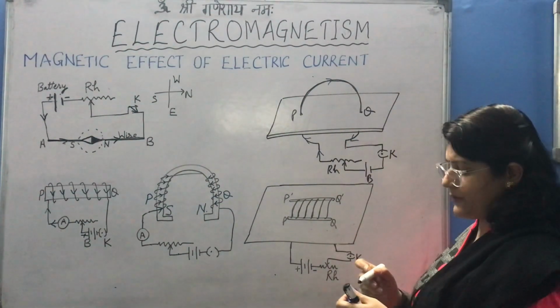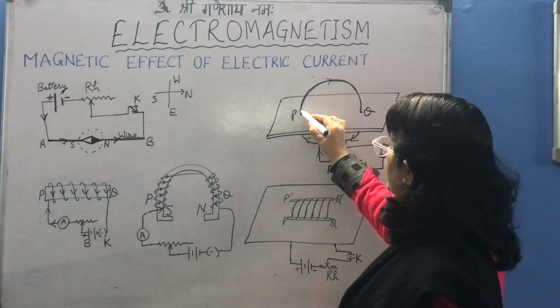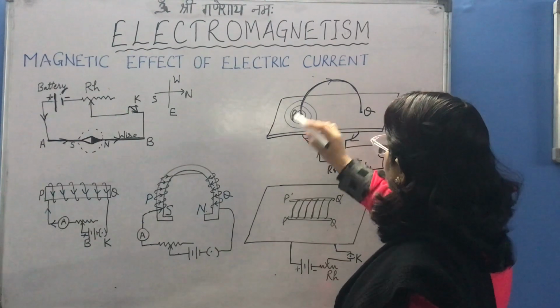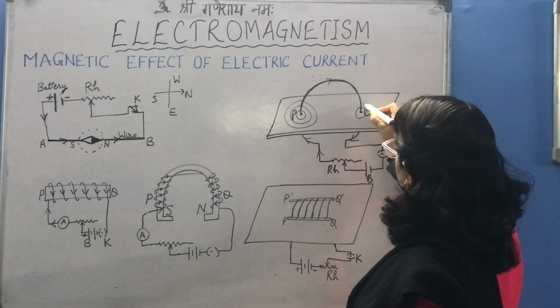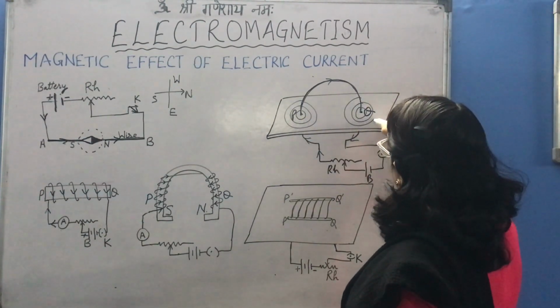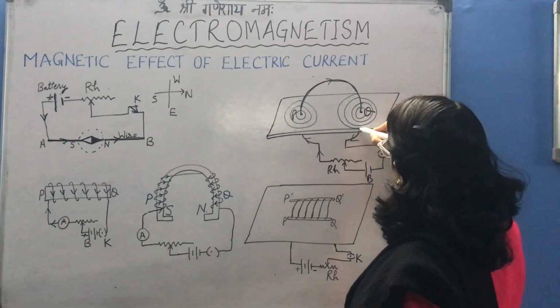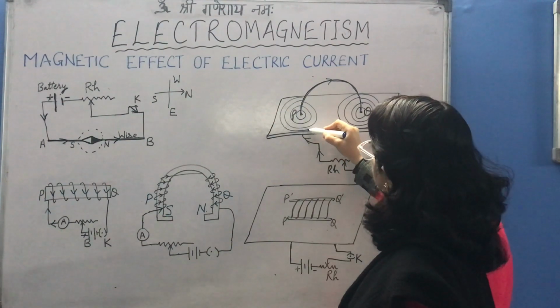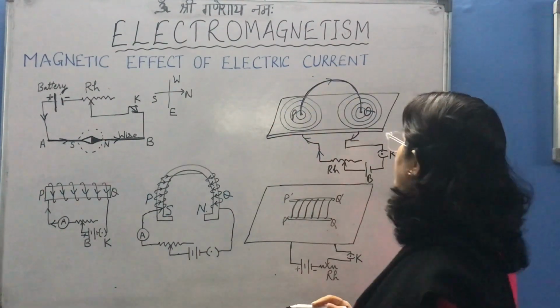Now, when current starts flowing, you will again observe that concentric circles start forming here. On this end also, on this end also. If we want to know the polarity, one way is to use a compass. And another way is we can use the right hand thumb rule again.